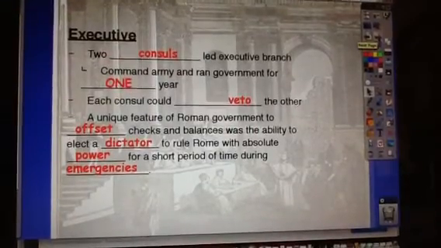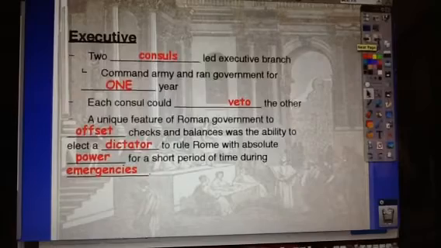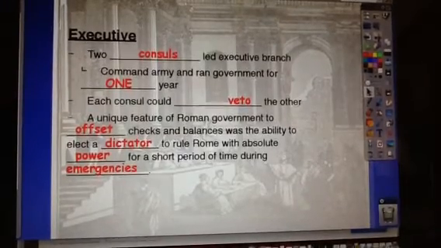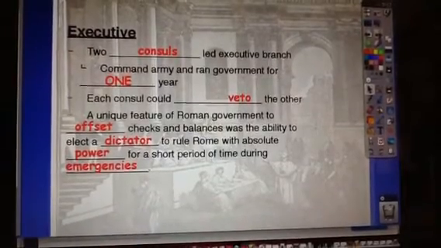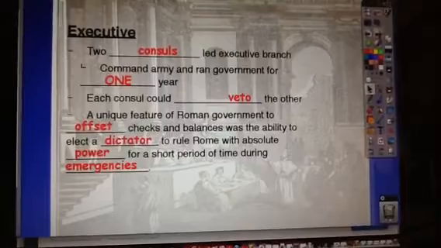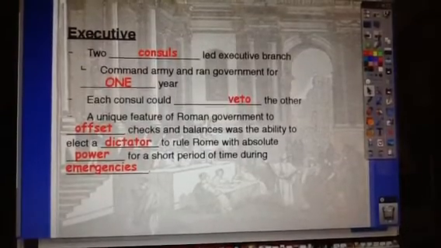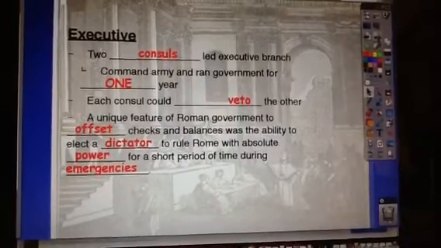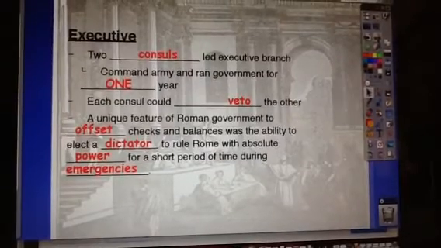The executive branch. 2 consuls led the executive branch. They commanded the army and ran the government for 1 year. Each consul could veto the other. That meant they could reject a law or a decision that was made by the other. So if there were 2 people that were in charge and one voted one way, the other one could veto that and say, no, I reject that vote. And they would have to go back to the drawing board.